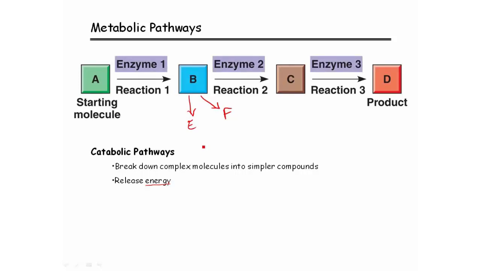A good example of a catabolic pathway is cellular respiration. We're going to look at cellular respiration in a lot of detail in Chapter 9, and that is the focus of Chapter 9. Cellular respiration is the most prevalent catabolic pathway that we know of that takes place, so it really is a very good example for us.